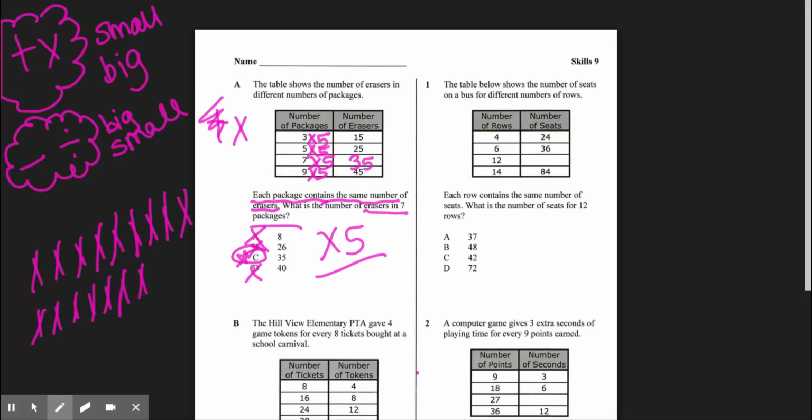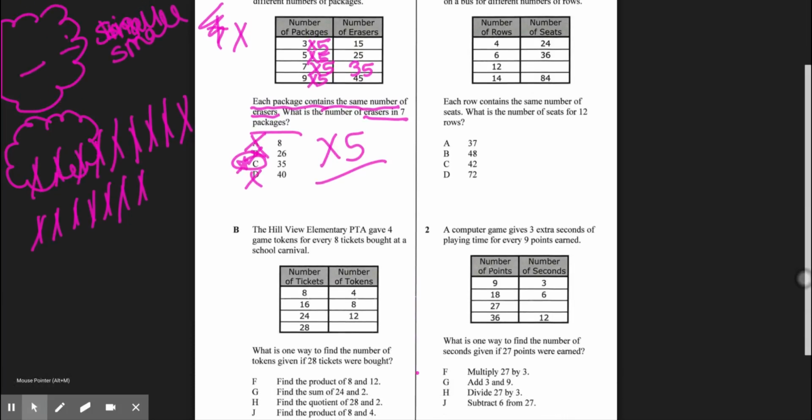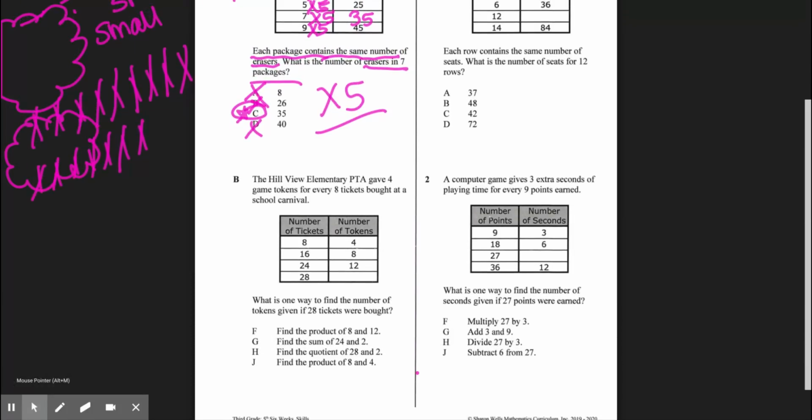All right. Now we're going to look at B. So some of my things on the screen moved. Sorry. All right. Let's look at B. The Hillview Elementary PTA gave 4 game tokens for every 8 tickets bought at a school carnival. Number of tickets, 8. Number of tokens, 4. 16 tickets, 8 tokens. 24 tickets, 12 tokens. And then 28, we don't know.